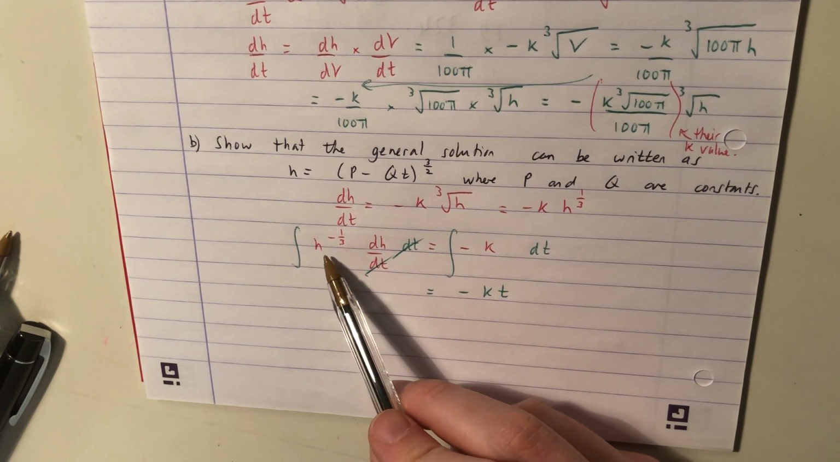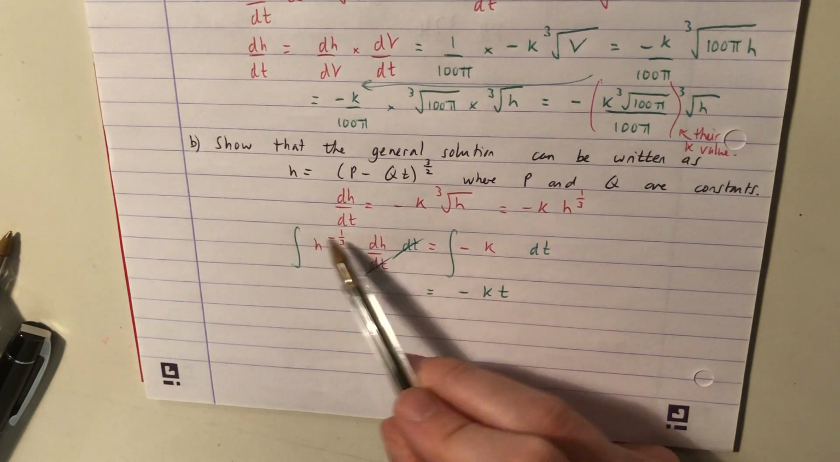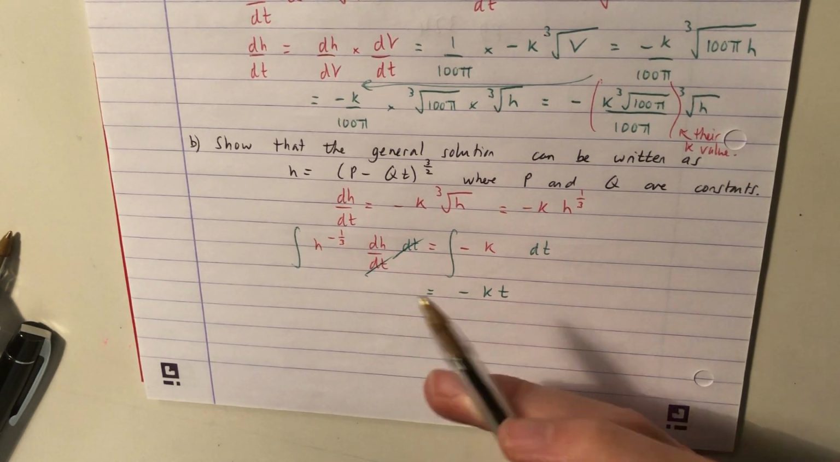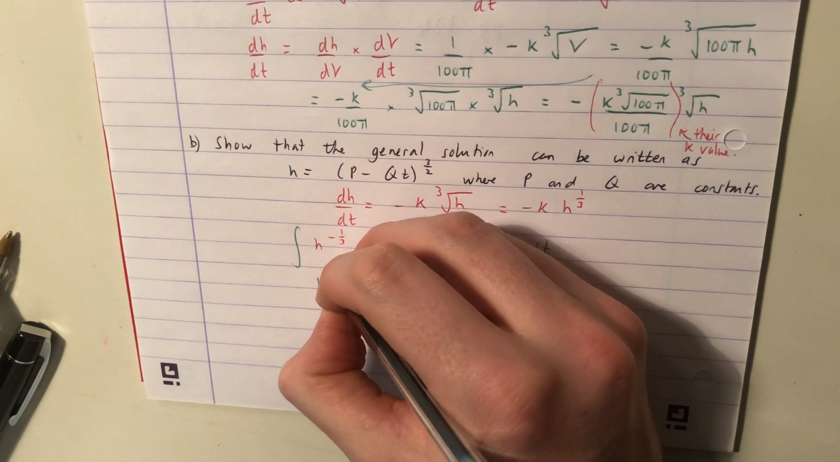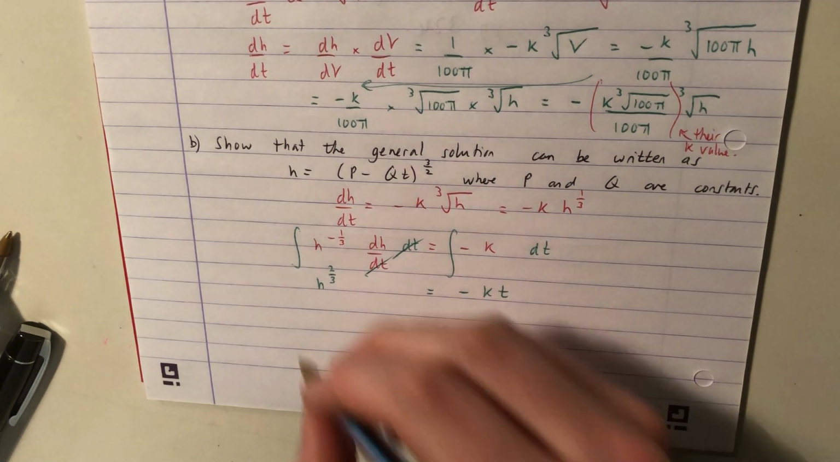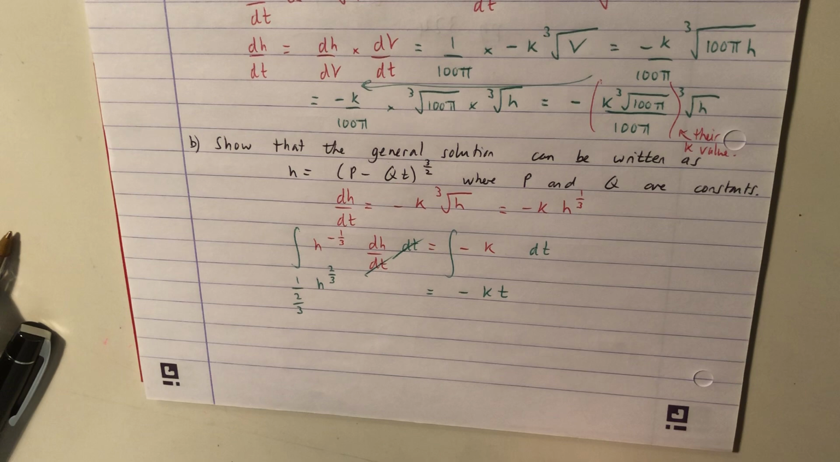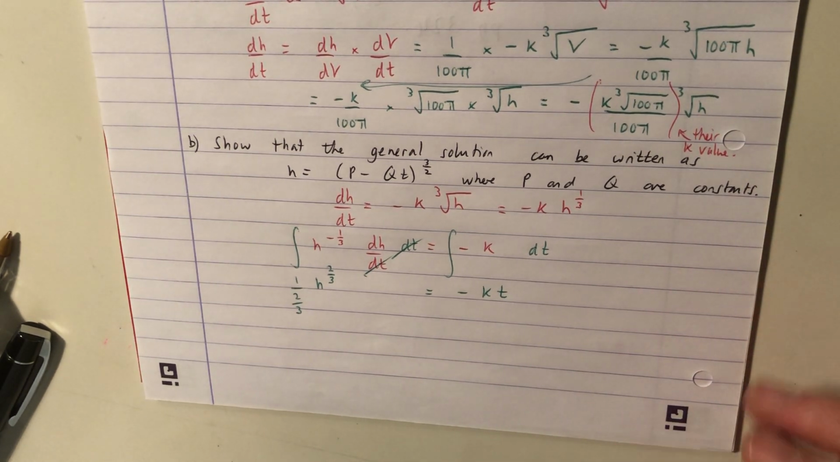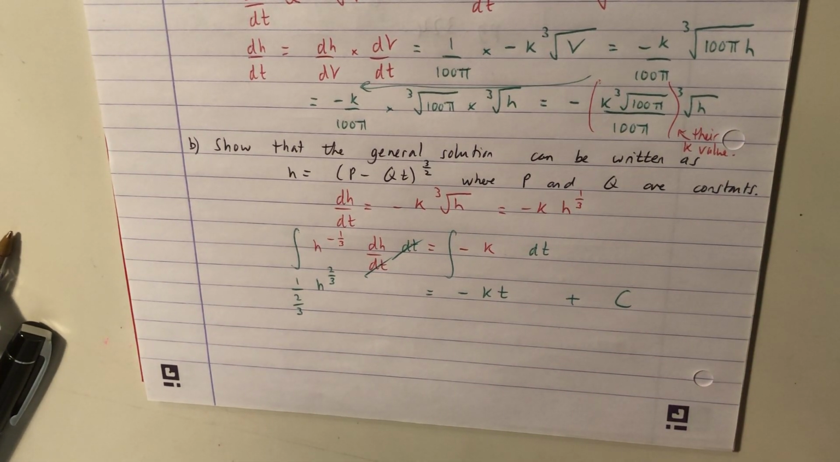And this, integrating h to a power, this is the first bit of integration you ever did. Something to the power of n. Add 1 to the power, divide by the new power. H to the power of 2/3. Divide by the power, so divide by 2/3. And then because we did integration, we have to have a constant. So normally put it on this side, keep it that side, plus c. Right, could stop there. That is a general solution, that's job done.